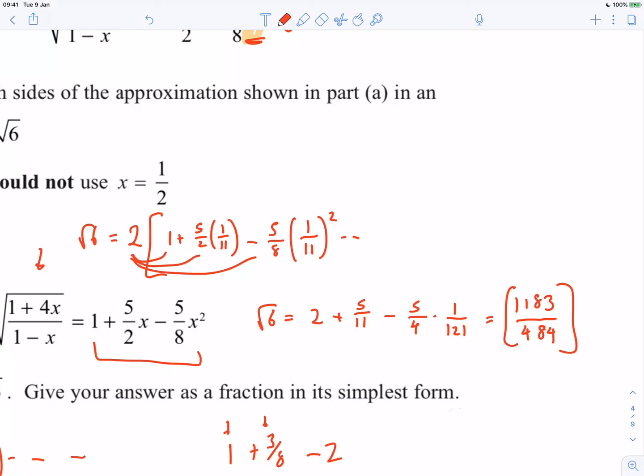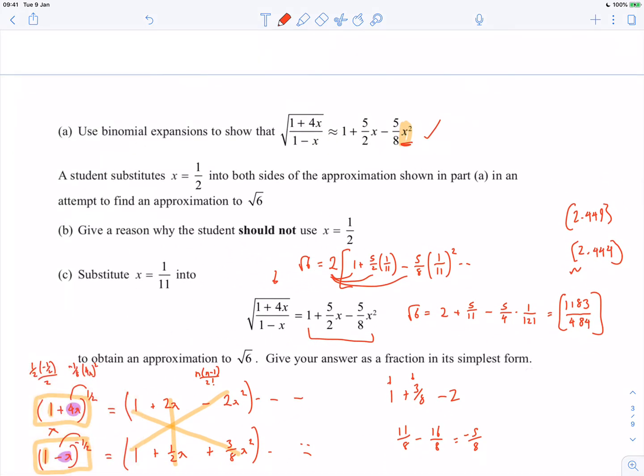And just as a precaution, that is approximately 2.444. And if I was to do the square root of 6, just out of curiosity, that gives me 2.449. So it's not too bad. The first two decimal places are correct. If you want to work out the percentage error on that, knock yourself out. But it's not a bad approximation. Yeah, it is what it is. And it's valid.